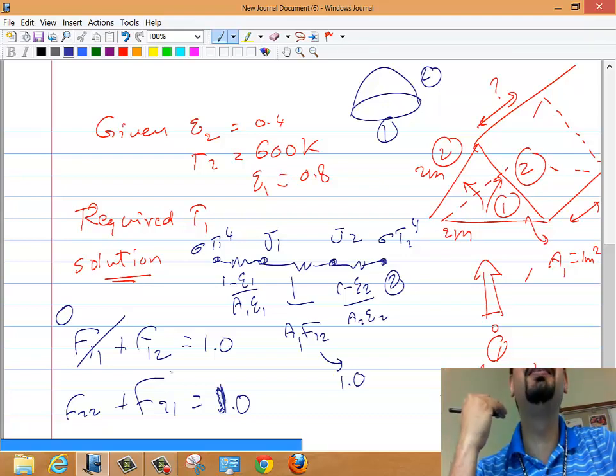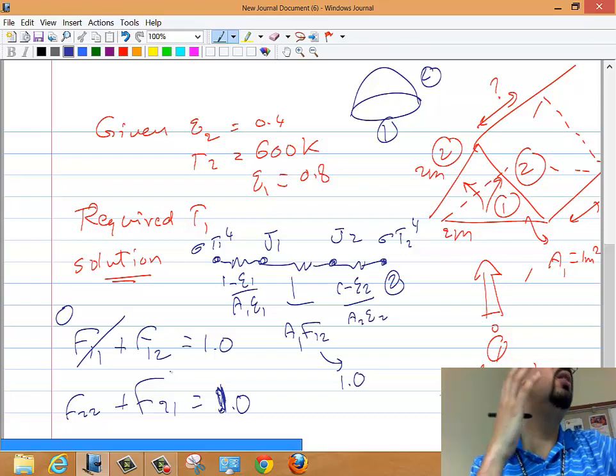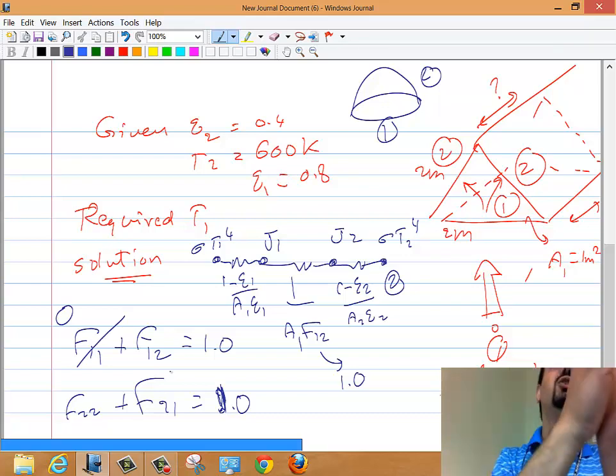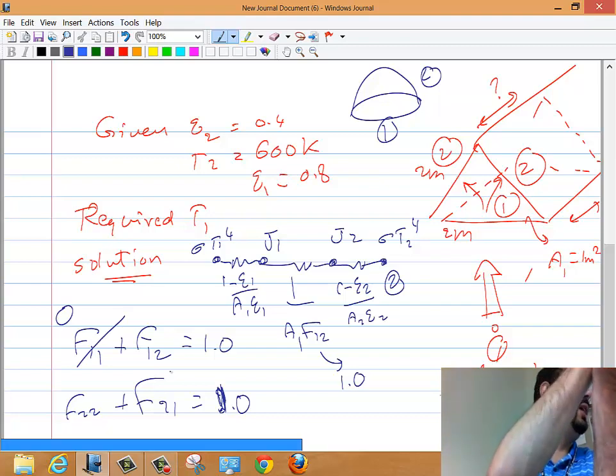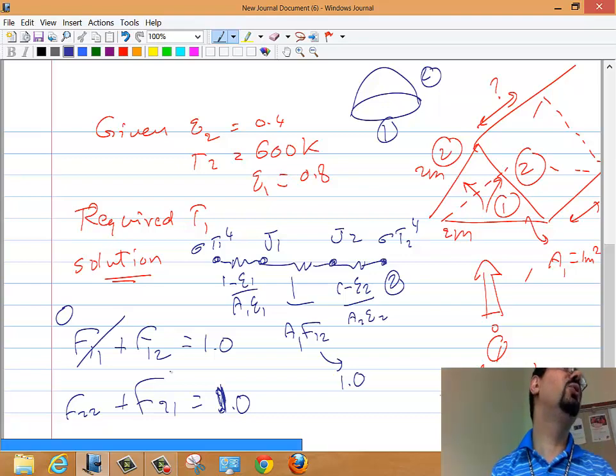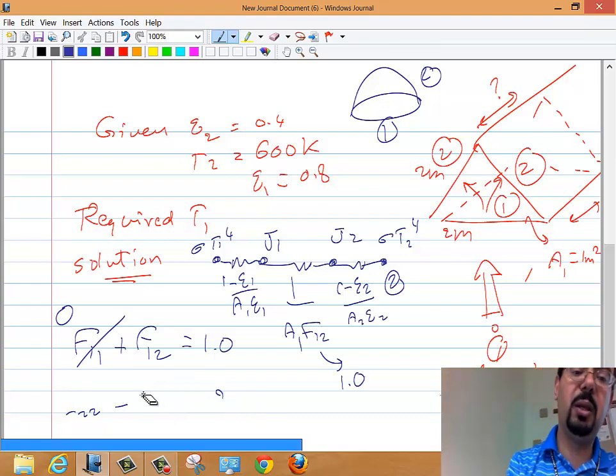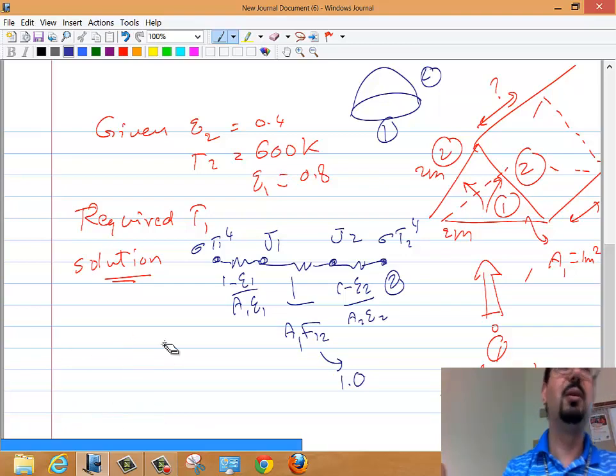And the way to get it, how? Well, I don't have to guess really. All I have to do is open the table, open the chart. There's a chart for two surfaces with an angle between them, and you can get that F22. And from that you can get F21. We don't care because we have F12. That's all we need to solve this problem.